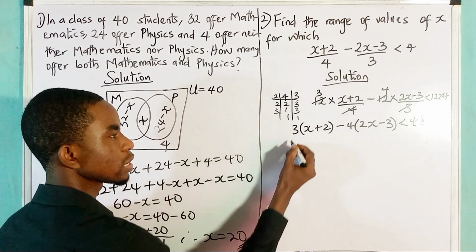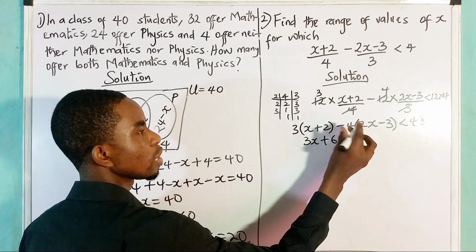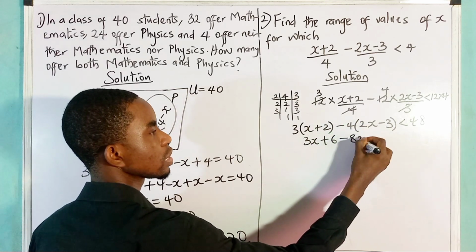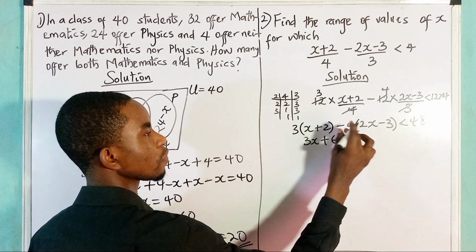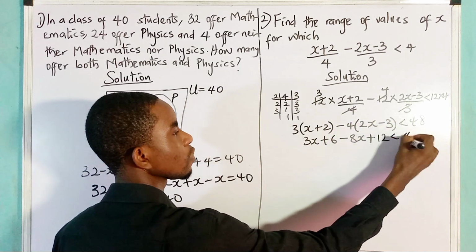So expand the bracket. 3 times x is 3x. 3 times 2 is 6. That's plus 6. 4 times 2 is 8. That's minus 8x. 4 times 3 is 12. Minus times minus is plus. So this is plus 12 less than 48.